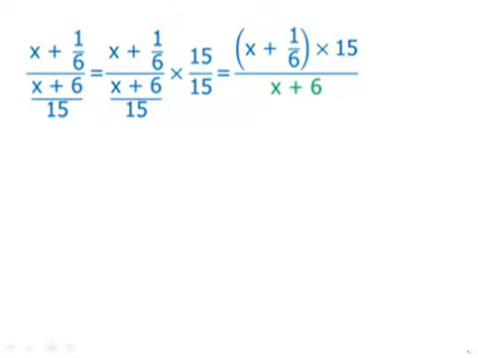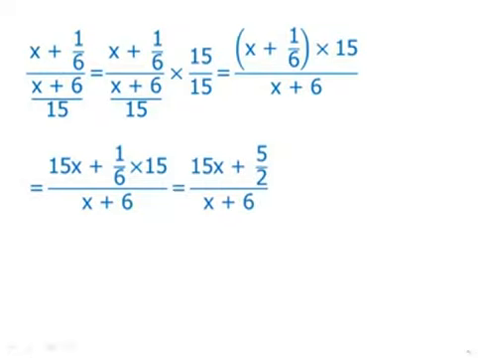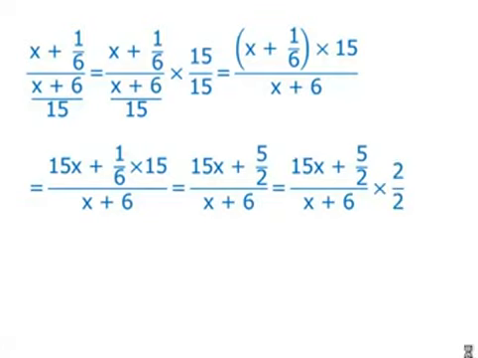I will distribute the 15 in the numerator. So I get 15x, then I get 1/6 times 15, and that simplifies to 5/2. Well, now I still have a fraction in the numerator. The fraction in the numerator has a denominator of 2, so I'm going to multiply the entire fraction by 2 over 2. And when I multiply through, I get this reduced version. So this is a simplified version equal to the original, but no longer a complex fraction. Now this is just a simple fraction with a single numerator and a single denominator.